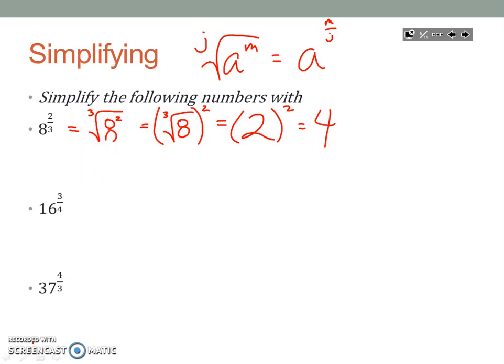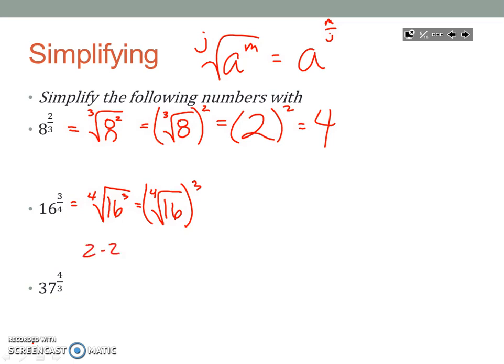Okay, so let's try another one. I've got 16 to the 3/4 power. Well, by my jam rules, that's a 4th root of 16 cubed. Okay, well, I probably want to write this the other way, 4th root of 16, cubed. Okay, now we may not know the 4th root of 16 off the top of our head, but it's going to be easier to figure out than the other way.